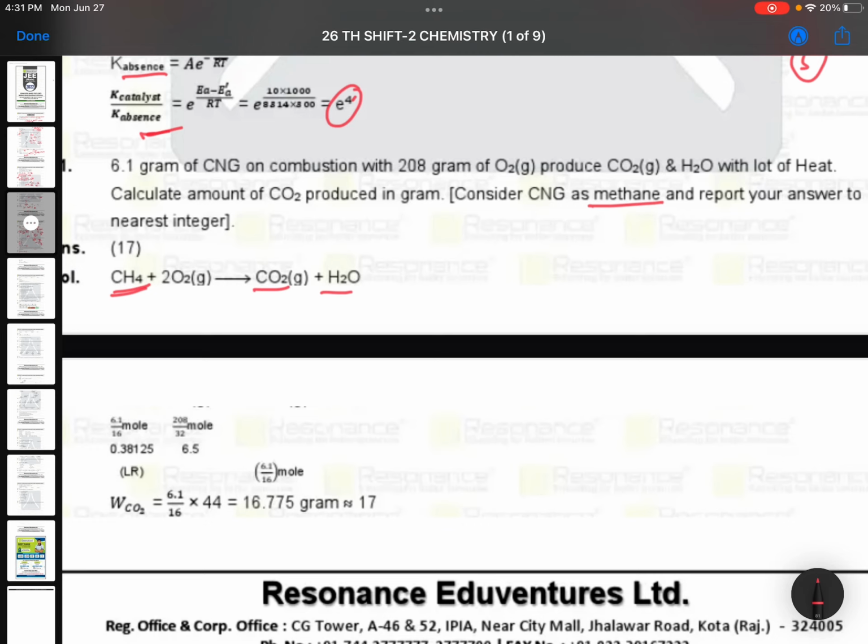So you can see this is 16 gram. When you take 16 gram, CO2 is 44 grams, and he is saying 6.1 gram. 6.1 gram is how much? Direct question it is. Very simple question. Again, I consider this an easy question only. Very easy question, you can say.